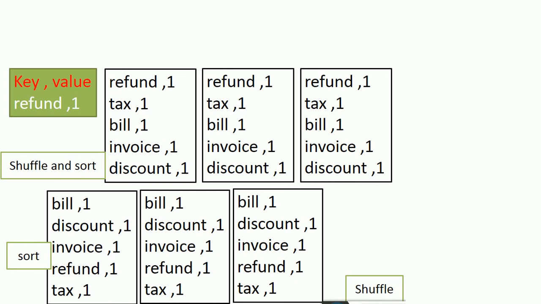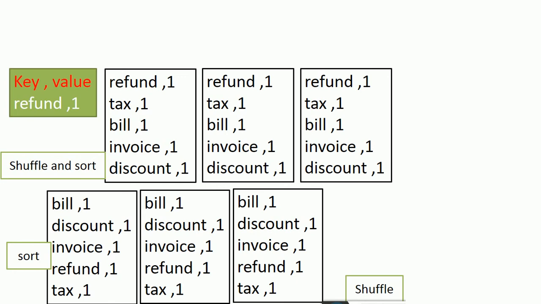As I said, there is a phase called shuffle and sort, which will prepare the data for the reduce phase. There are 2 things here, shuffling and sorting. Sorting is basically organizing the data in sorted order with respect to the key. The keys here are refund, tax, bill. So with respect to the key the data will get sorted. Here you can see data is getting sorted: bill, discount, invoice, refund, tax.